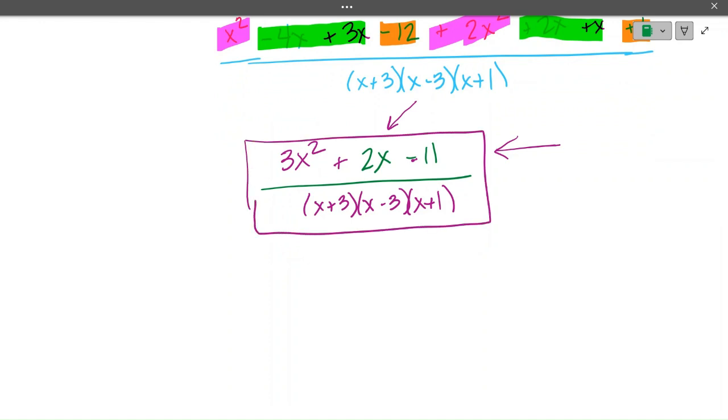In the next video, we'll look at an expression that we are adding together that we can actually factor the numerator and simplify even further.